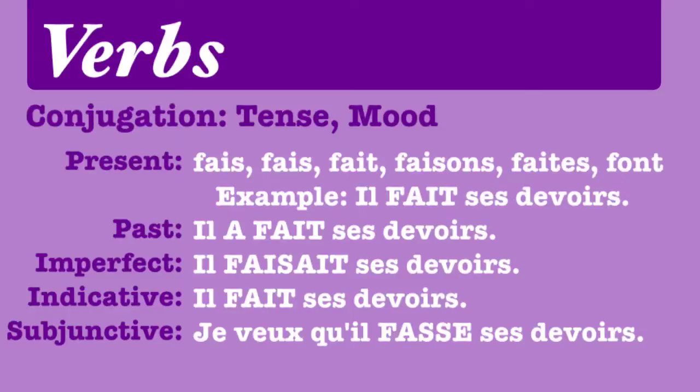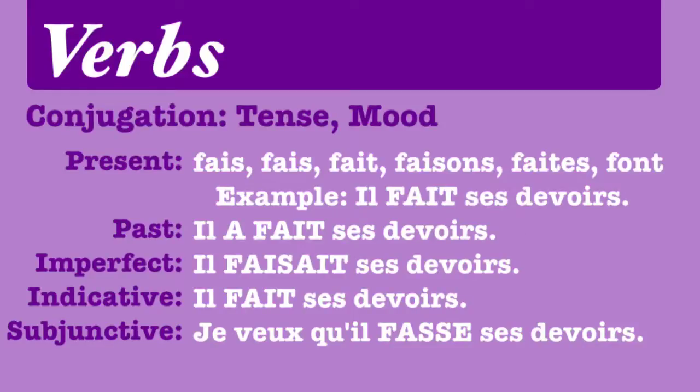Now finally, we have some examples of our moods, indicative and subjunctive. So actually the examples we gave for the present, for the past, and the imperfect are in what is called the indicative mood. This is our default mood. Most of the time it's used to discuss facts or reality. So again, I have the present tense sentence, il fait ses devoirs. Fait there comes from faire, to do. Translation, he's doing his homework. Straightforward fact, we're using the indicative mood.